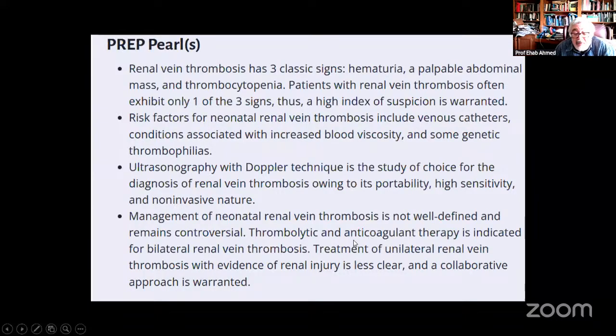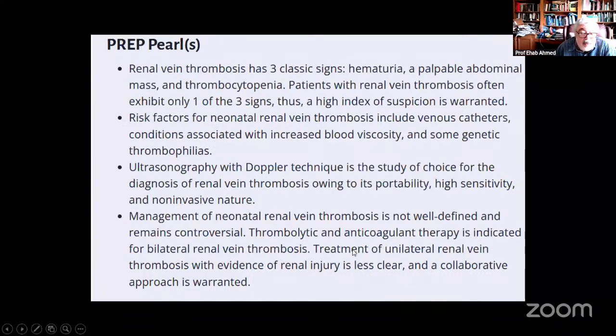Thrombolytic and anticoagulant therapy is indicated for bilateral disease. So if you have bilateral renal vein thrombosis, you have to do something, because this baby might go into end-stage renal disease and might lose both kidneys. You don't hesitate. But for unilateral, there is a debate. Treatment of a unilateral renal vein thrombosis with evidence of renal injury is less clear. And this baby had evidence of AKI, acute kidney injury.